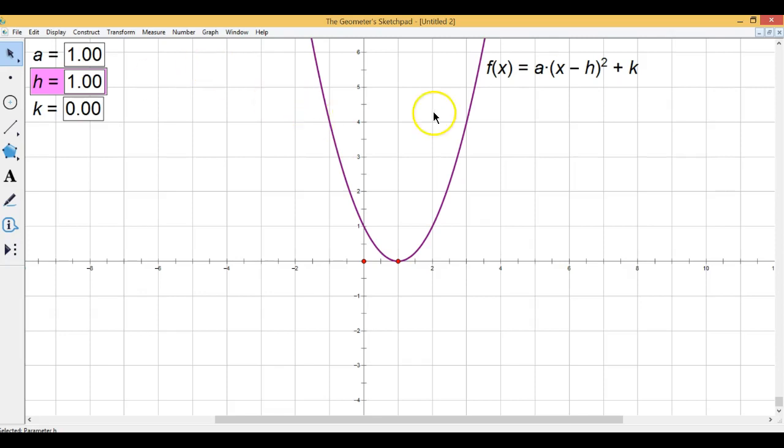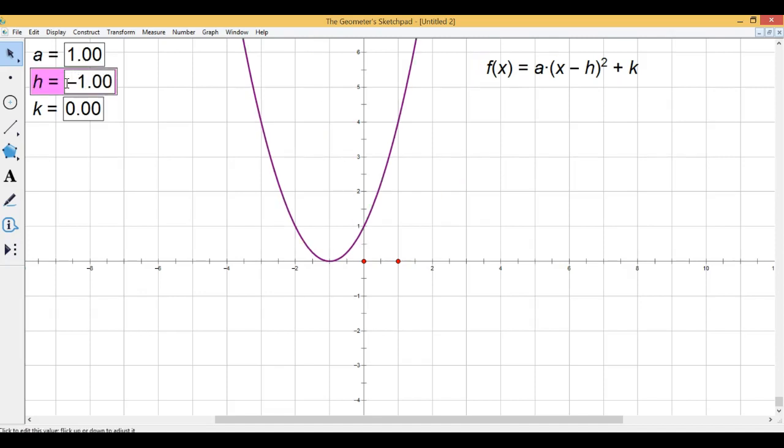So this is the equation. a is just 1, so it's x minus 1 all squared, and k is still 0. So this is just x minus 1 squared, and the effect of that is to move it across to the right by 1. If I put a minus 1 in there, it'll jump across to the left hand side.